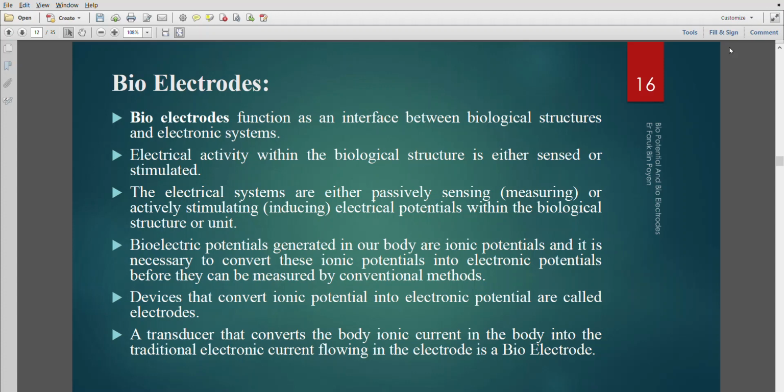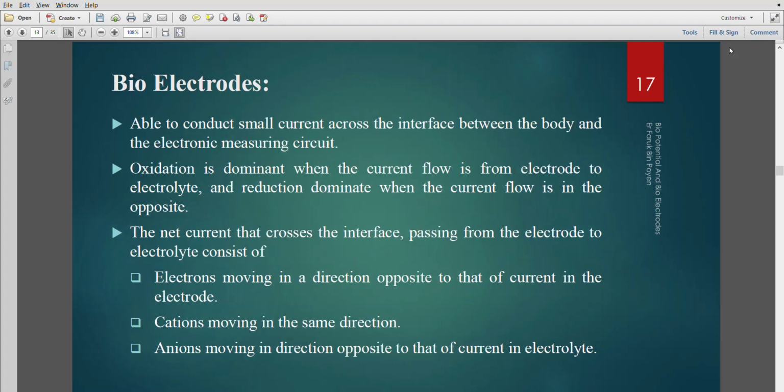Then this electronic potential: a transducer converts the ionic current in the body into a traditional electronic current flowing in the electrode, resulting in a useful electric signal, and this signal can be amplified, filtered and rectified, etc. The system, the transducer, with this purpose is called a bioelectrode. It is able to conduct a small current across the interface between the body and the electronic measuring circuit.